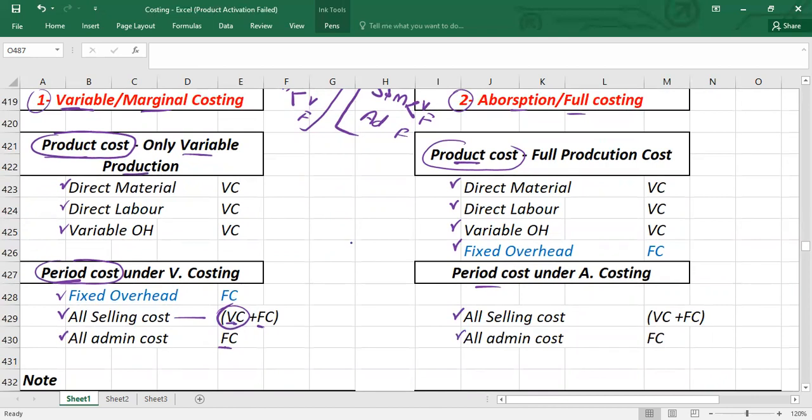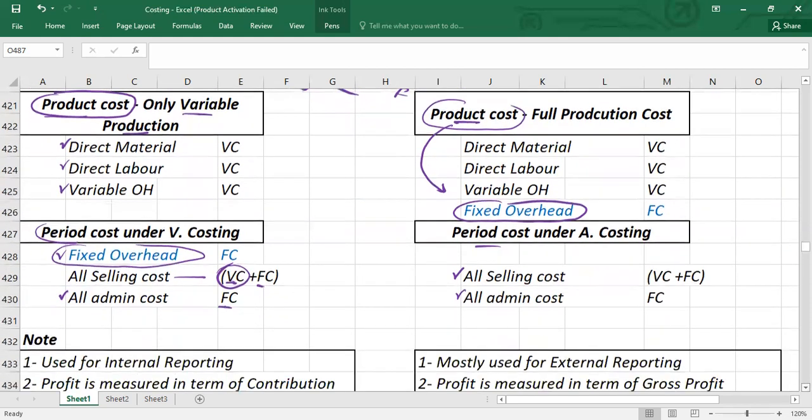If you look, what is the difference? Guys, all costing methods are the same, but the difference is fixed overhead. This fixed production overhead is part of product cost under absorption costing, and it is going to be part of period cost under variable costing. This is the difference. Now we have a few theoretical points, and then we will move to the calculation.